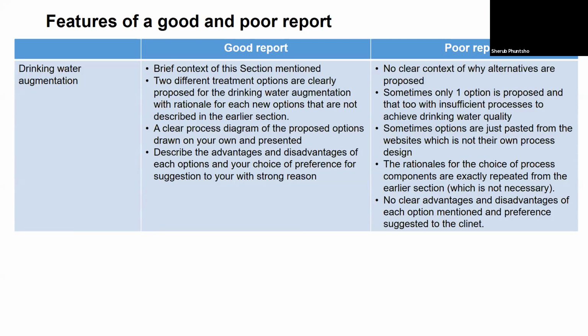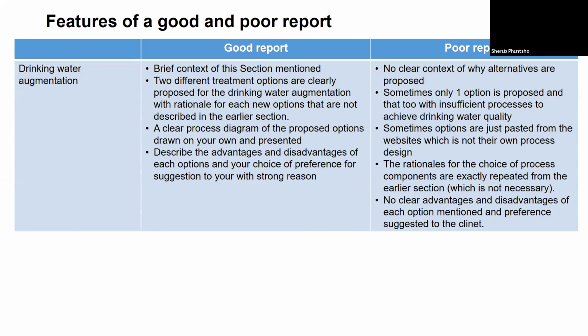Okay, you have to clearly have two different options, and clear process diagrams you have to present on your own, not just pasting from somewhere, from the website. And you have to describe the advantages and disadvantages of each of these options. And then finally, you have to say which option, 1 or 2, you prefer, because you are going to advise Sydney Water. If you give a lot of options, Sydney Water will be scratching their heads and saying, which should I choose? So that's why you have to give one option, based on your judgment, saying this option looks favorable because of this and this and this reasons. So you'll have to mention that.